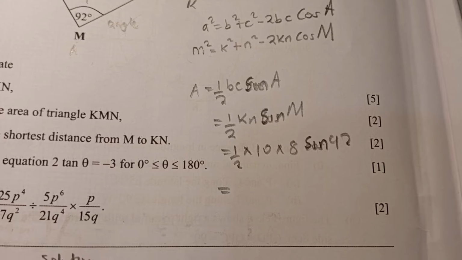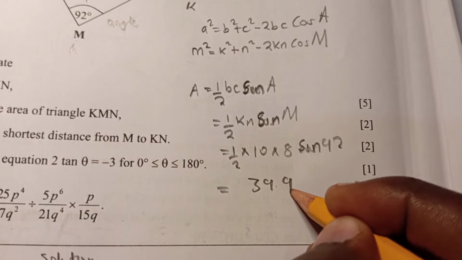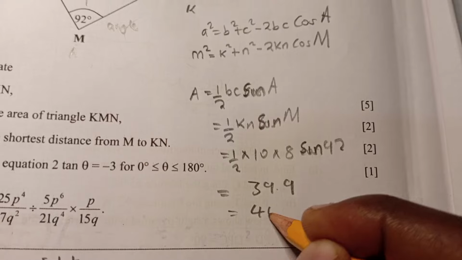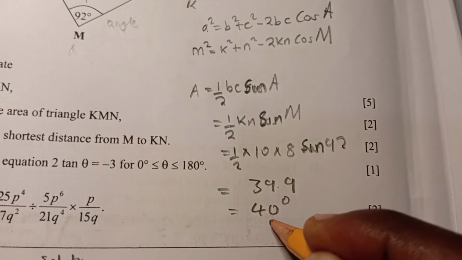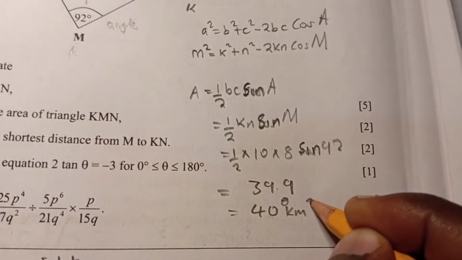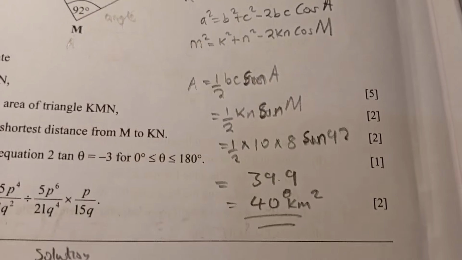And this, when you perform it on your calculator, this should give you 39.9 something, and round off to simply 40 kilometer squared, since we're looking at area.